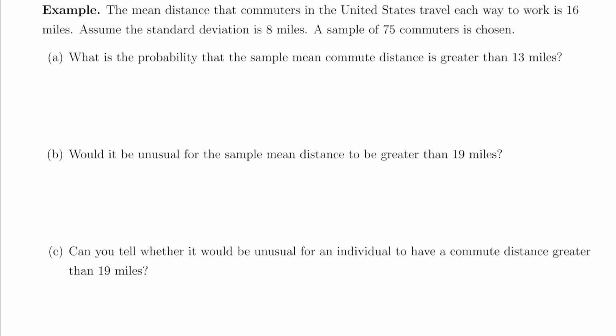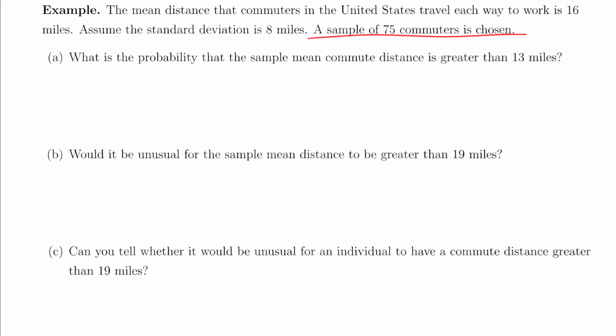So mu here is 16. Assume the standard deviation is 8 miles, sigma is 8. A sample of 75 commuters is chosen. Now this is one of our keywords to indicate this particular method. We are looking at a sample of 75 commuters, so they ask us, first of all, what is the probability that the sample mean commute distance is greater than 13 miles?